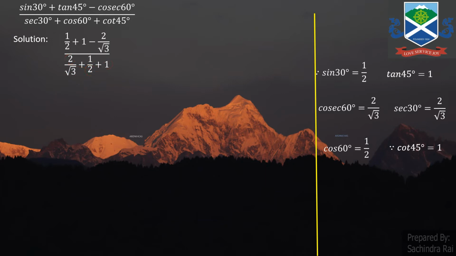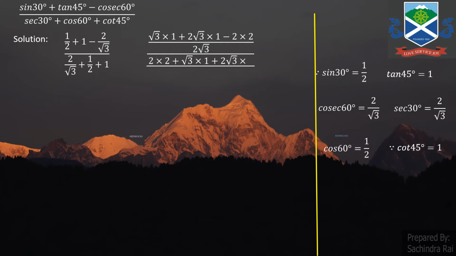So after multiplying, we get this new expression as root 3 into 1 plus 2 root 3 into 1 minus 2 into 2 divided by 2 root 3, whole divided by 2 into 2 plus root 3 into 1 plus 2 root 3 into 1 by 2 root 3. Now we have 2 root 3 as a denominator in the upper fraction and in the lower fraction, so we can cancel them, and after cancelling and multiplying we get this expression as root 3 plus 2 root 3 minus 4, 4 plus root 3 plus 2 root 3.